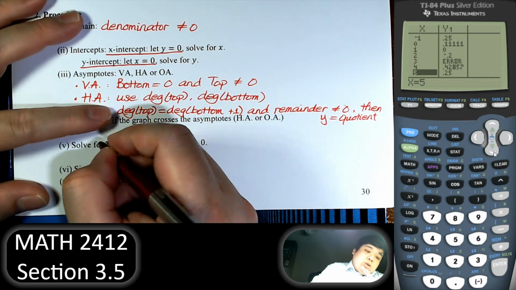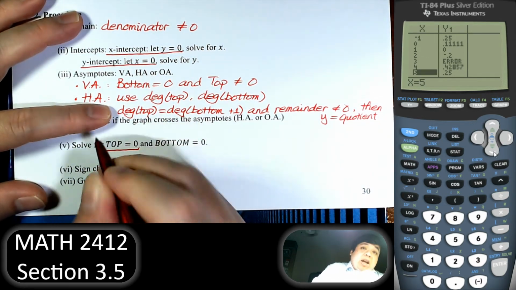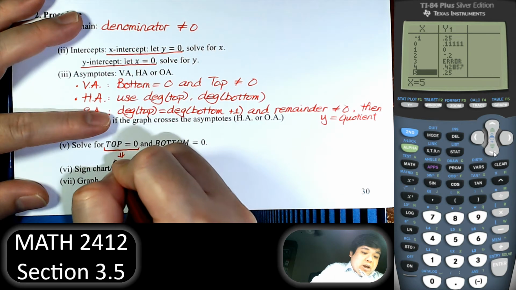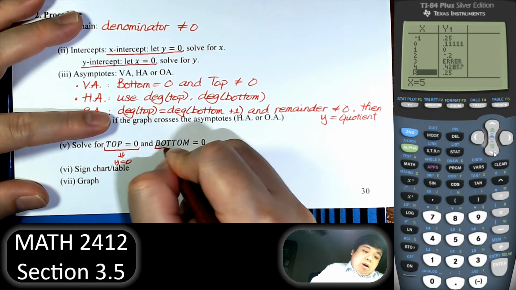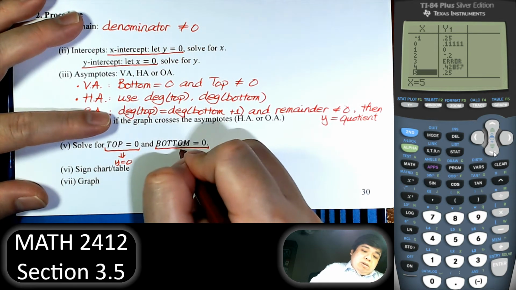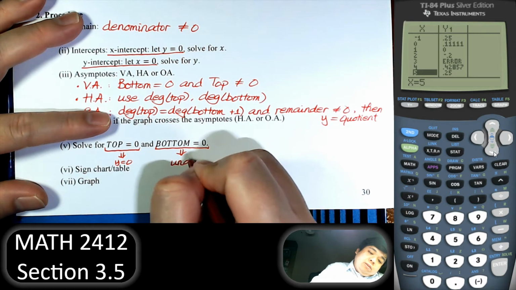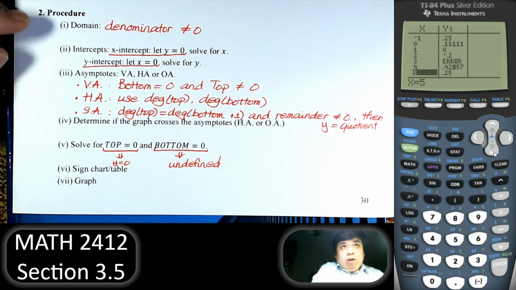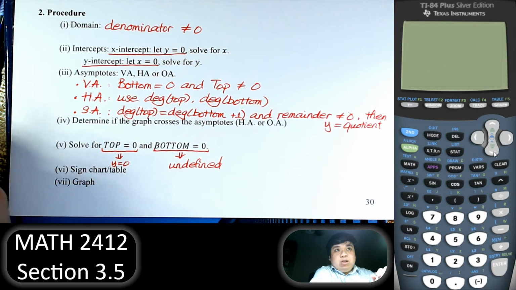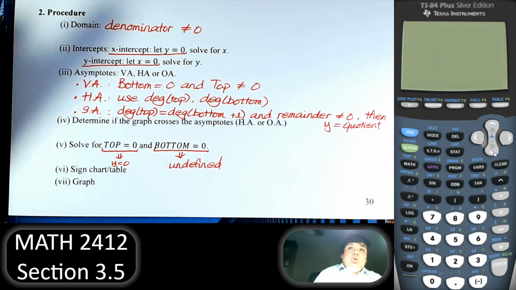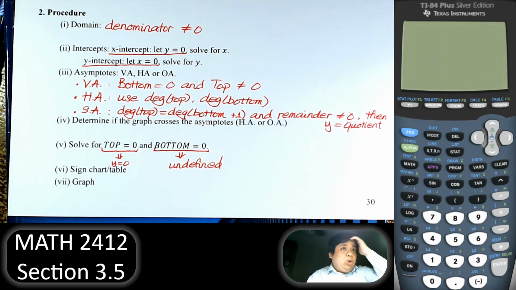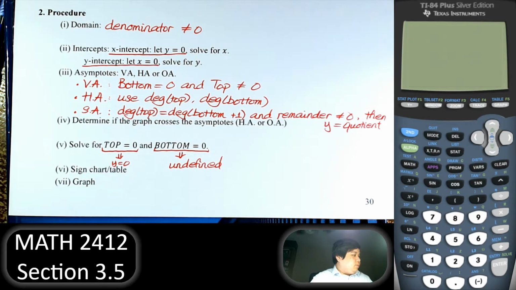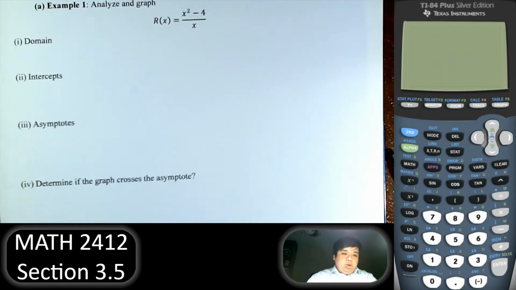The top equal to 0, if it is reduced, gives us y equal to 0, and the bottom equal to 0 is undefined. Of course, you might ask, what happens if both of them equal 0? Well, if both equal 0, that should cancel out the common factor, and we should have a hole in the graph. Then the sign chart, and then graph. So let's look at 2 more examples.